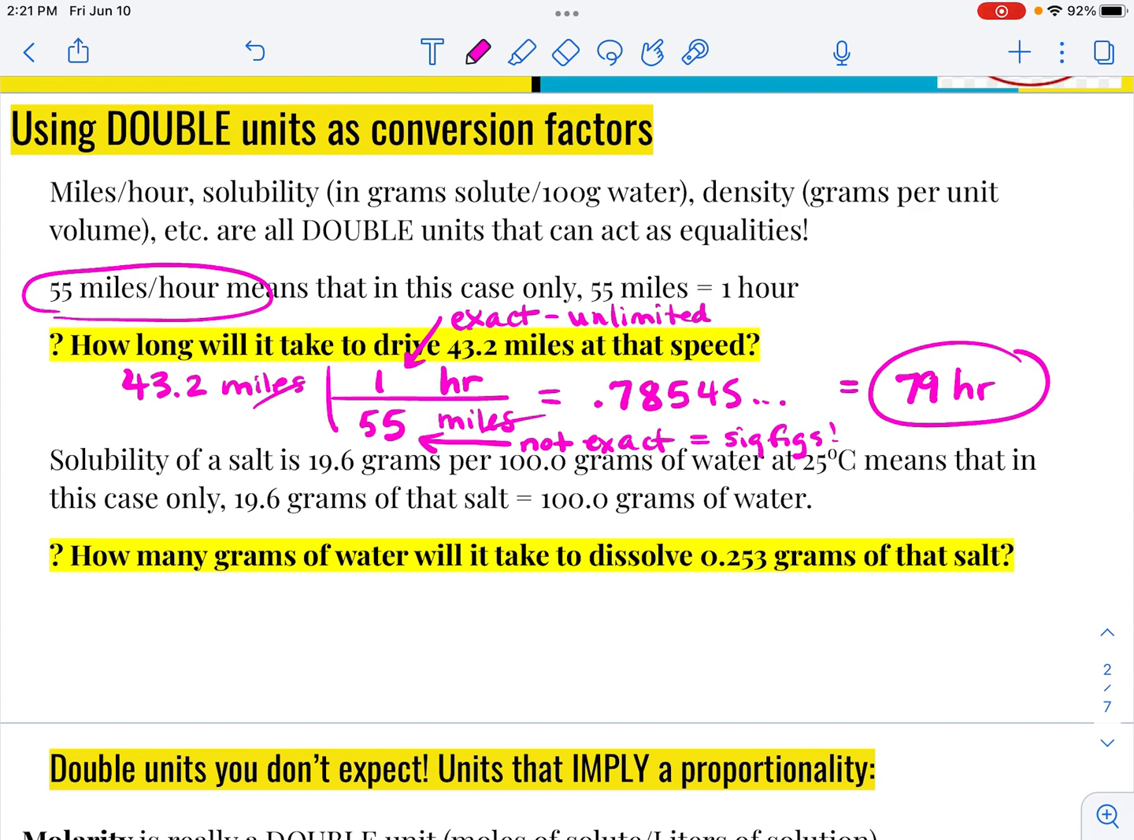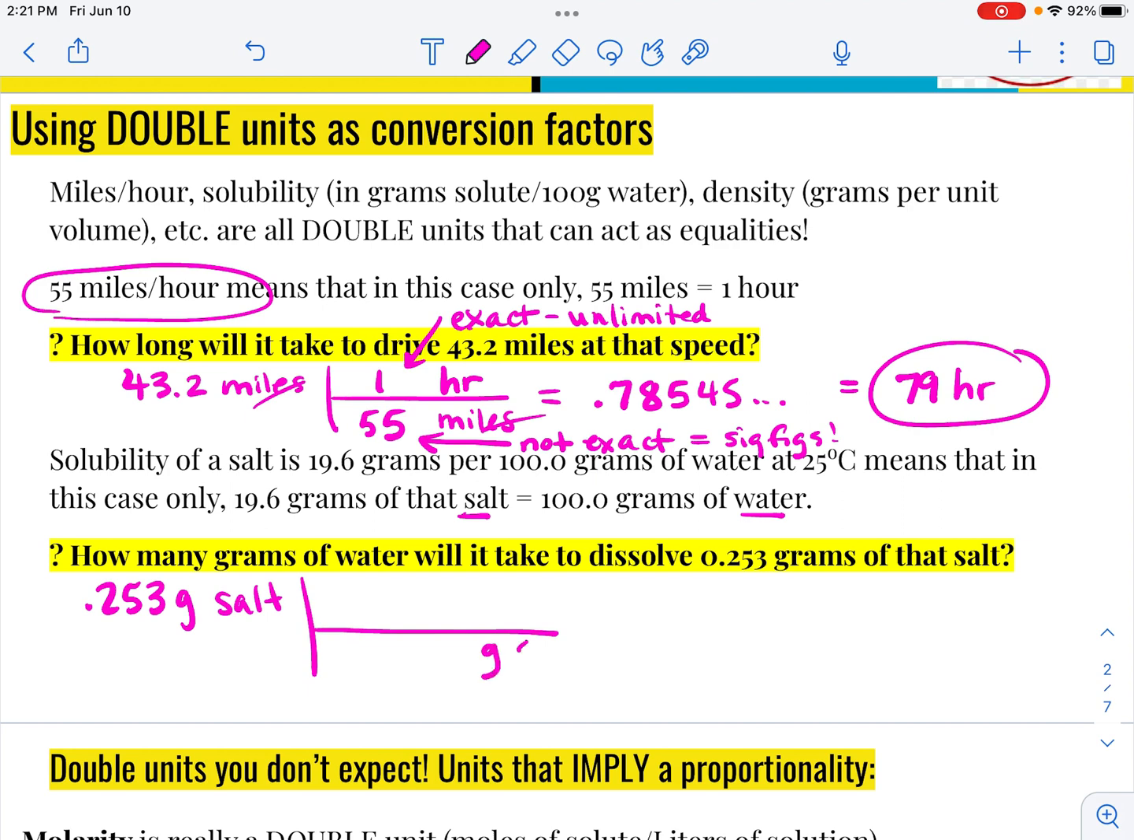The solubility of a salt at a certain temperature of 25 degrees Celsius is 19.6 grams per 100 grams of water. What that means is, in this case, 19.6 grams of that salt equals 100 grams of water. So I need to make sure that I know which mass I have when I'm writing grams. I want to know how many grams of water it will take to dissolve 0.253 grams of the salt. So I'm going to start with the 0.253 grams of salt and set up my dimensional analysis.